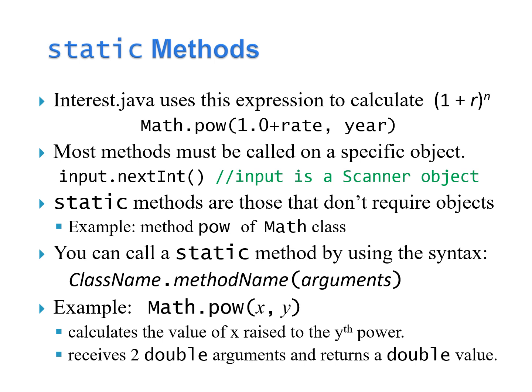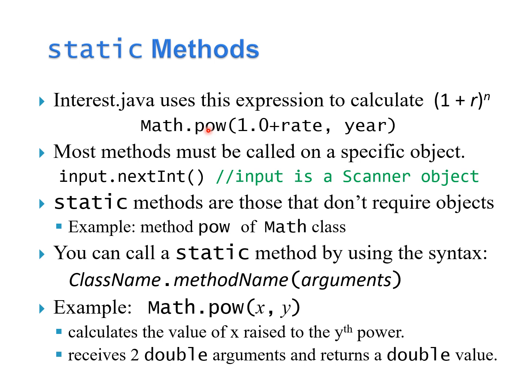The Interest.java program we have seen uses this expression Math.pow to calculate 1 plus r raised to the power of n. This expression is a call to method pow of the Math class. However, this method call is different from other method calls we have used before.